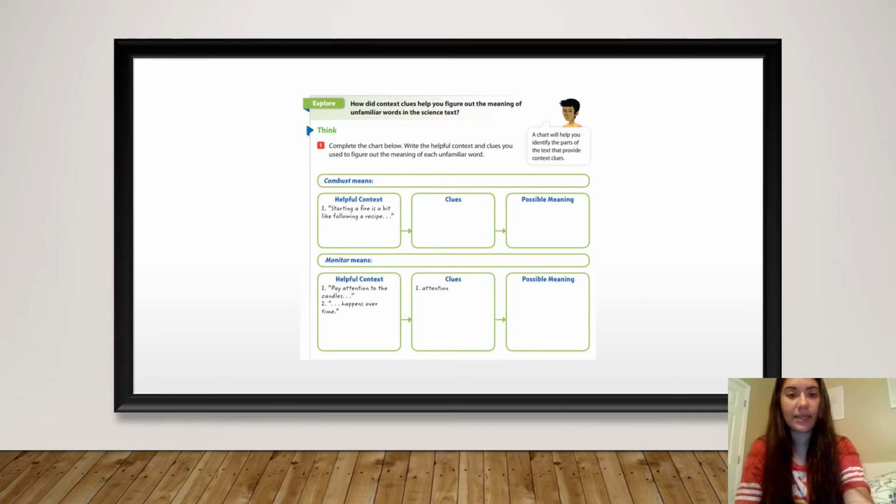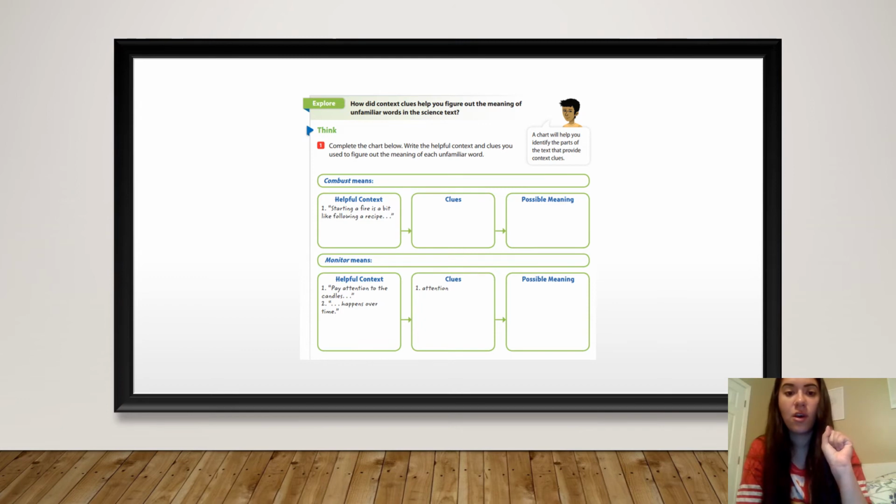Let's start by reading the Explore question. How did context clues help you figure out the meaning of unfamiliar words in the science text? Okay, so it gives us a chart that it wants us to complete. It actually already gave us the words that we're going to be defining. First is combust, second is monitor.